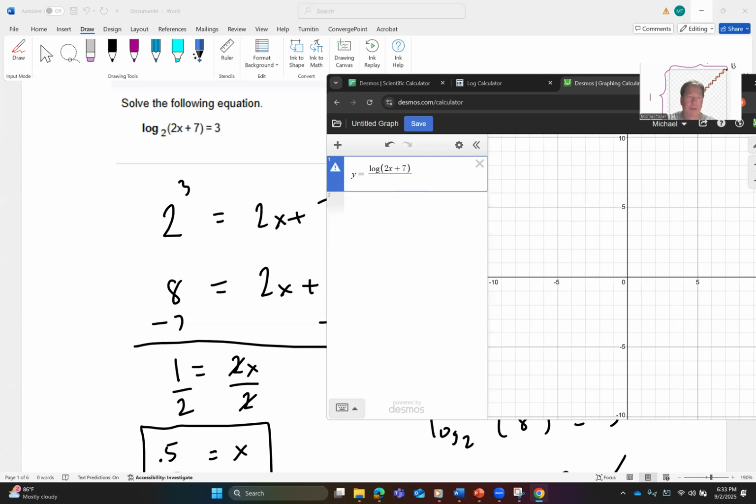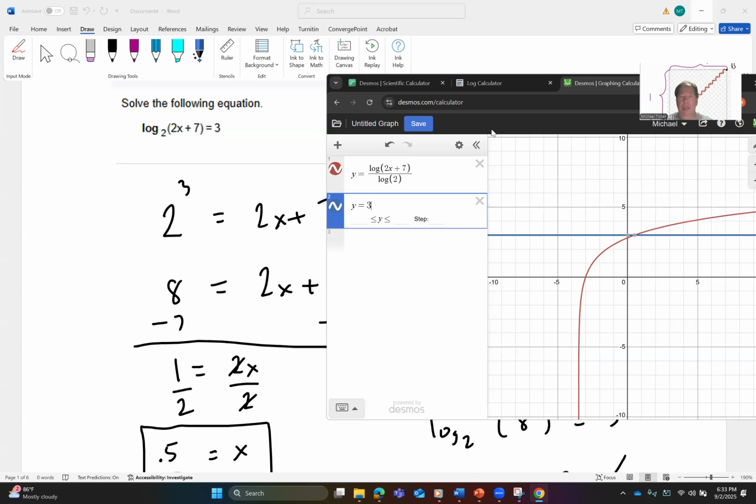There's a nice rule that allows us to convert a log of any base to base 10. So here we have log to the base 2 of (2x + 7), and we'll put in log of (2x + 7) over the log of the base, which is 2. And that makes this nice little curve right there. Now we'll put in y equals the other side, which is simply 3. And wherever they intersect, that's the answer.